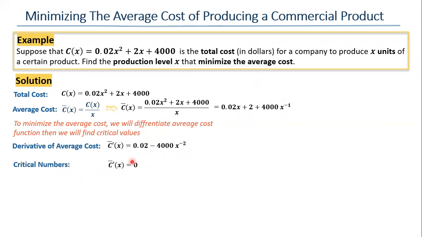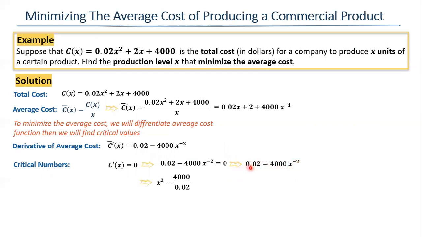Critical number, it appears when C prime equals 0. So 0.02 minus 4,000 x to the power negative 2 equals 0. We'll solve for x. 0.02 equals, we'll transfer this to the other side. Now we'll multiply each side by x squared.